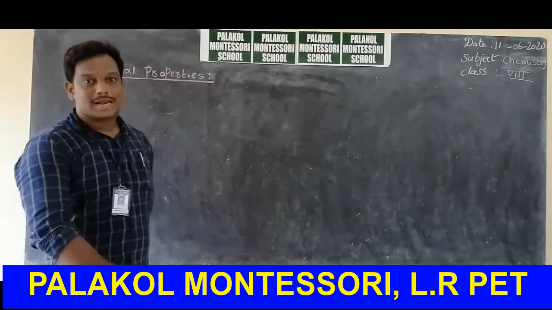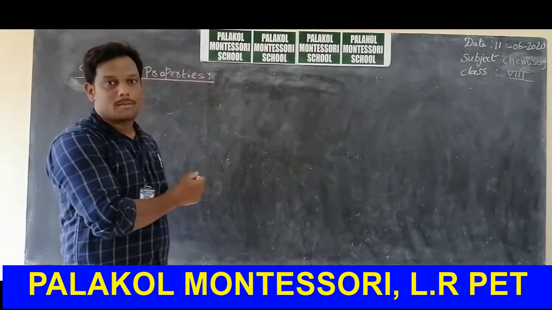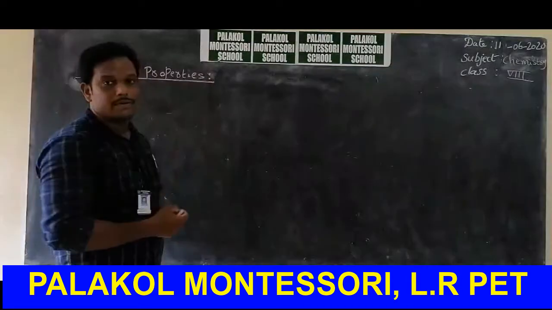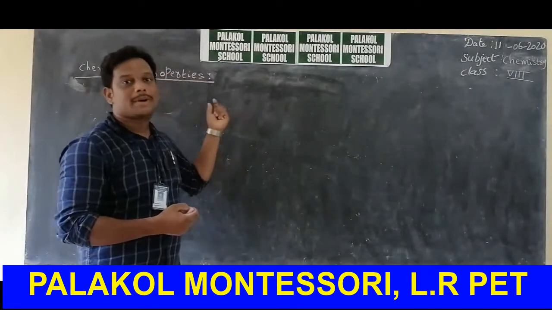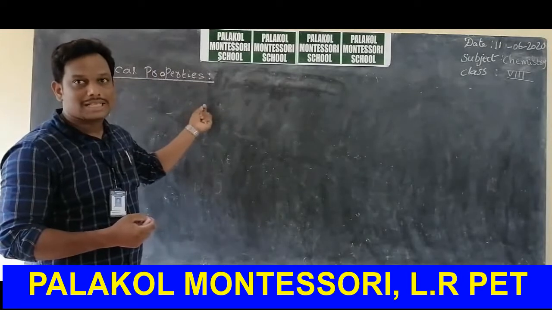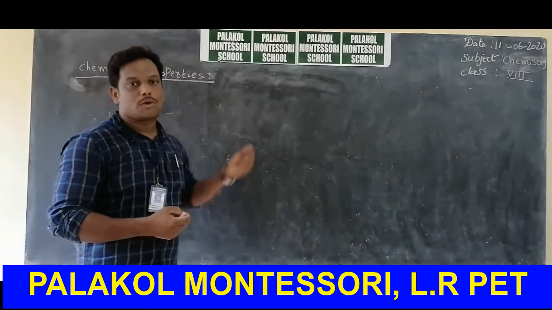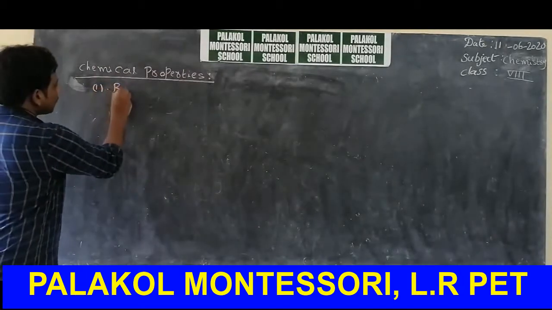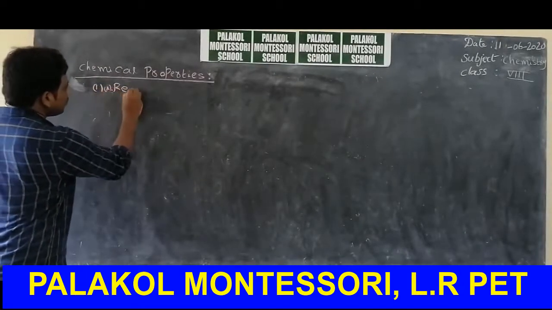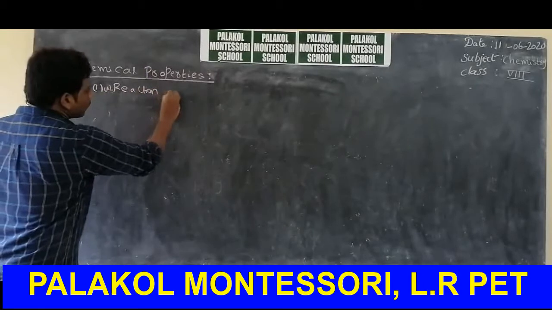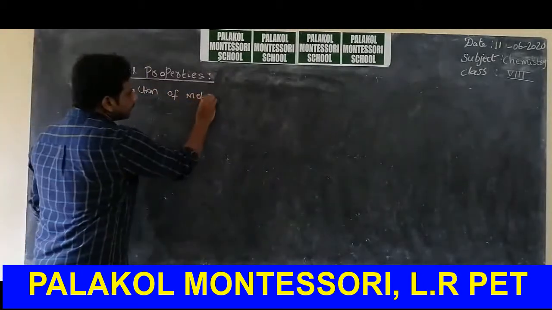Hi students, in the last class we discussed the physical properties of metals and non-metals. In this class we will discuss chemical properties. Chemical properties are the best indicators to classify elements as metals and non-metals. First we start with one of the chemical properties, that is the reaction of metals with acids.